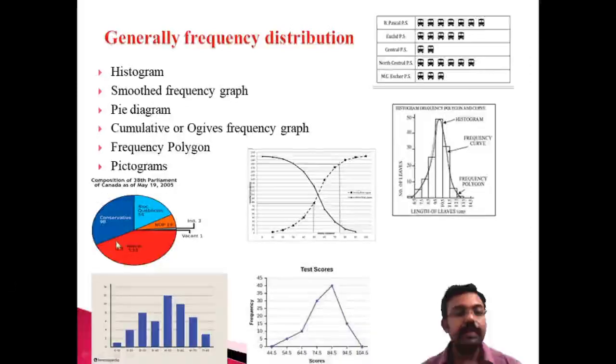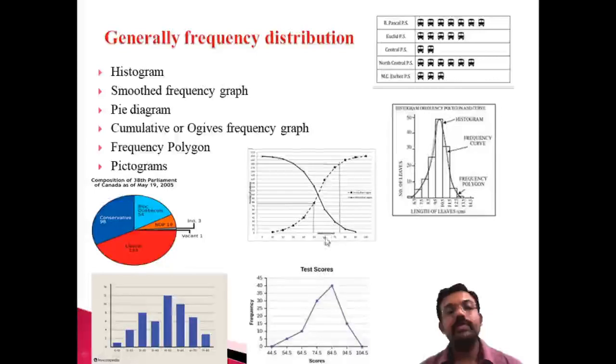This is an example of the pie diagram. That means you explain each and every element through circle-wise information. This 360-degree pie diagram can be divided into different parts, and the contribution of the different elements can be easily identified. That term is known as a pie diagram. And these are ogives: there is a more than ogive and a less than ogive.